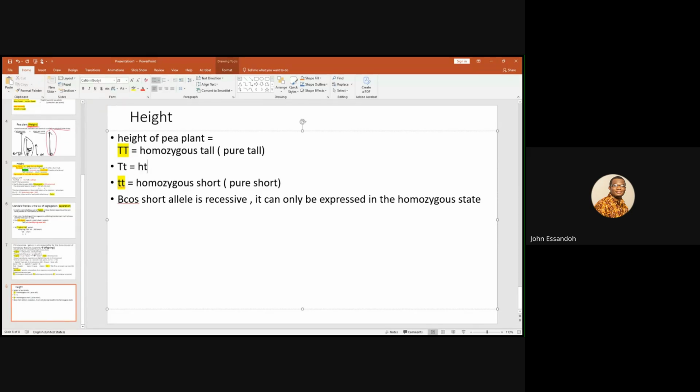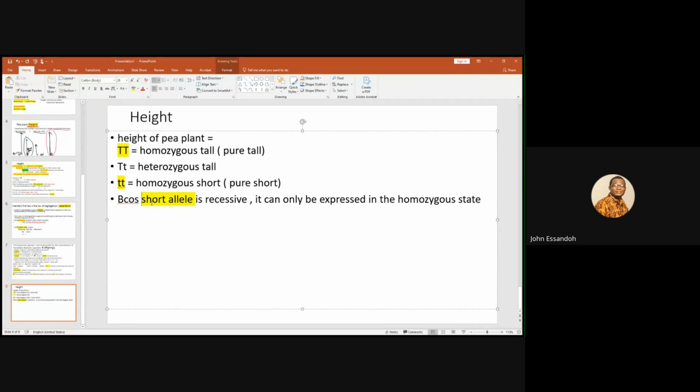Heterozygous tall. So for you to become, please, this side is very important. This side that I'm explaining is very, very important. In population genetics, we will use it a lot. So please make sure you really understand this very, very well.